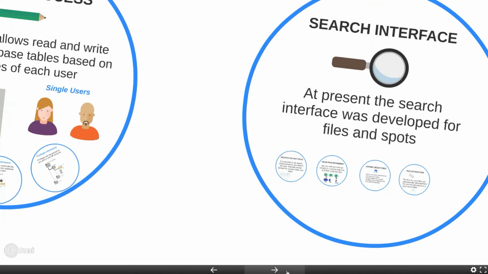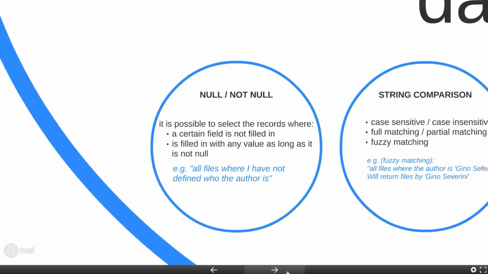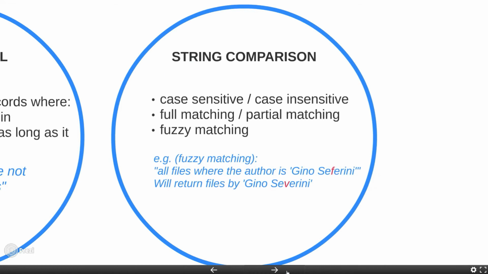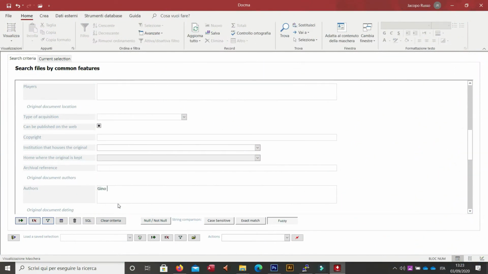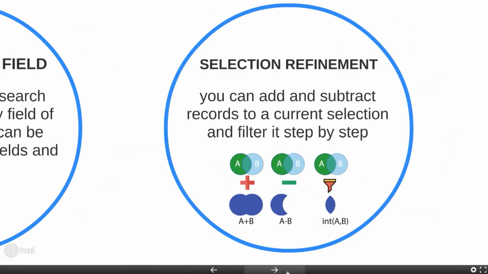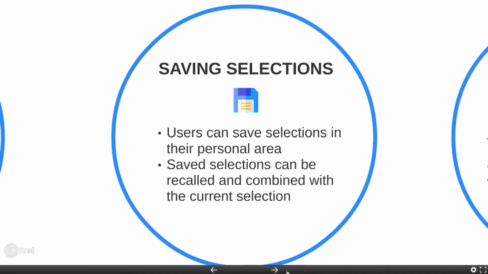The application has a sophisticated search interface that allows you to search for records based on any field. For the text fields, it is possible to use different string comparison operators. Fuzzy search allows, for example, to search among keywords even if they are not written exactly the same way. Query results can be added, subtracted, or intersected with the current selection. This makes the job easier. Each user can save their selection in a personal area.